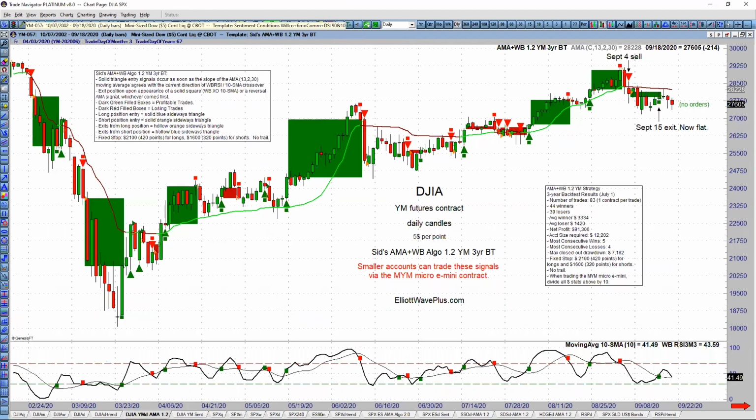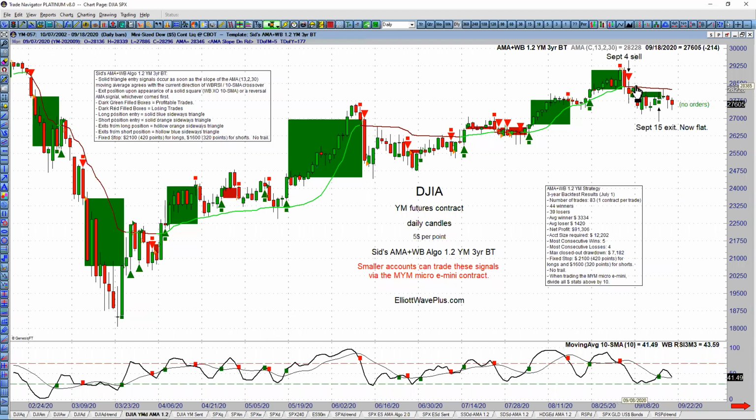The momentum algo was short on the Dow Jones Industrial Average starting September 4, and it closed that position September 15 in profit. It's currently flat. And as soon as we get a crossover down here of the Walter Bressert, which is a double smoothed RSI, and the moving average of the Walter Bressert, we'll get another red block. It looks like that could happen with any further downward movement.